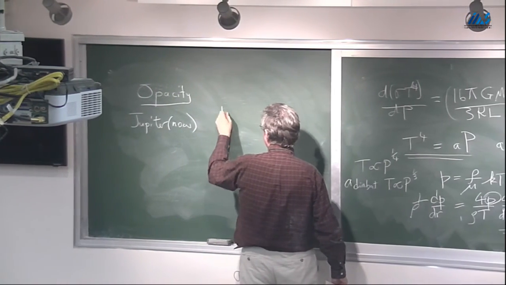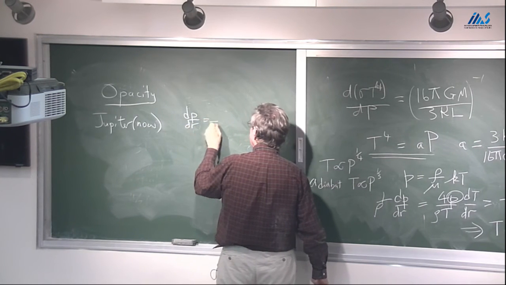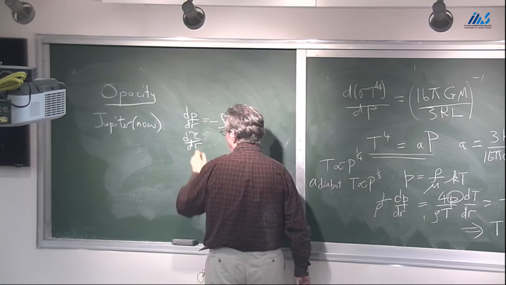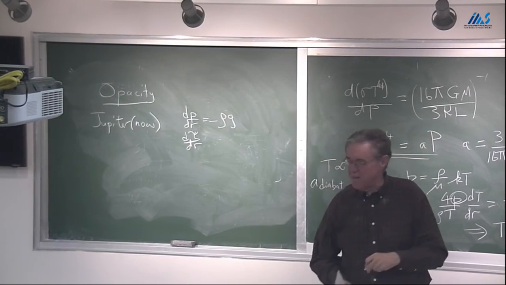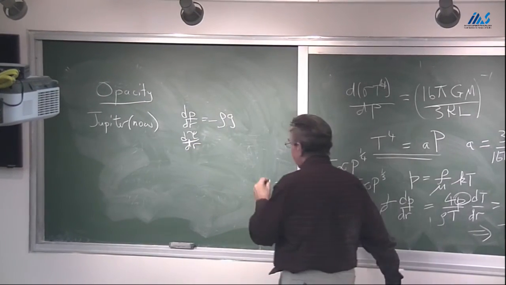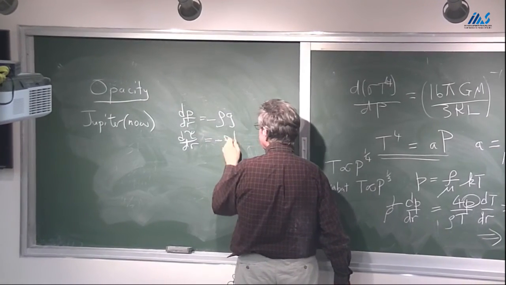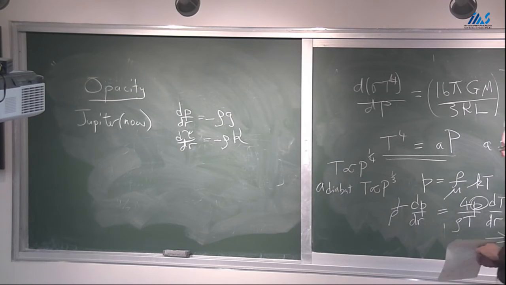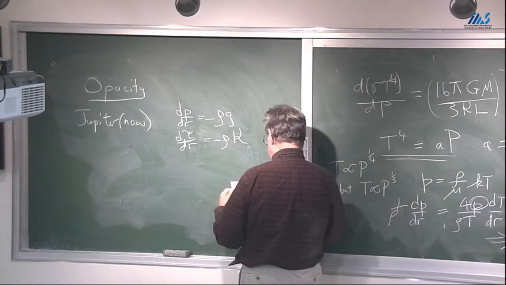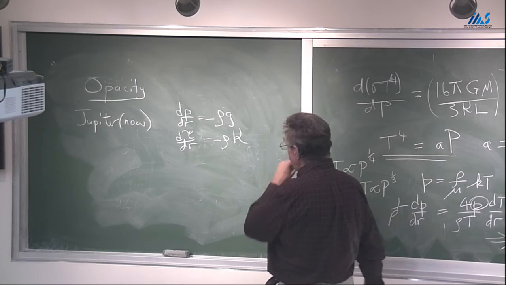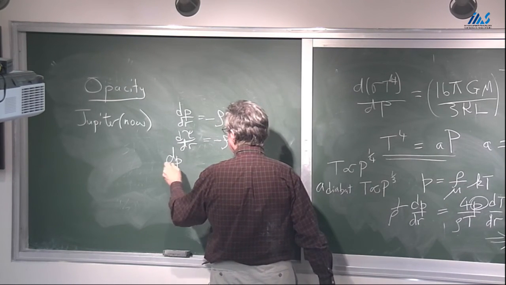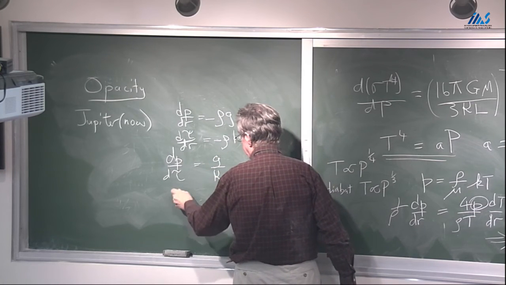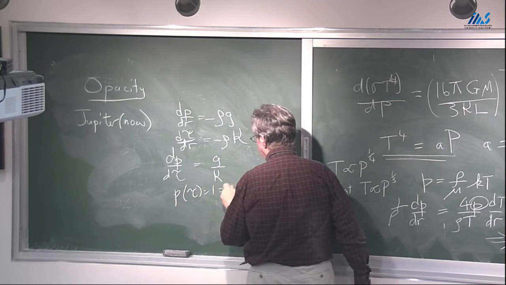So how do I do it? I write dp by dr equals minus rho g. And I write d tau by dr. Tau is now, I hope it's always obvious whether tau is time or dimensionless, meaning optical depth. This is the definition. Kappa is the opacity. That's the definition of optical depth through a distance dr. And of course I can just divide these equations. dp by d tau equals g upon kappa, and so p at tau equals 1 is g upon kappa.